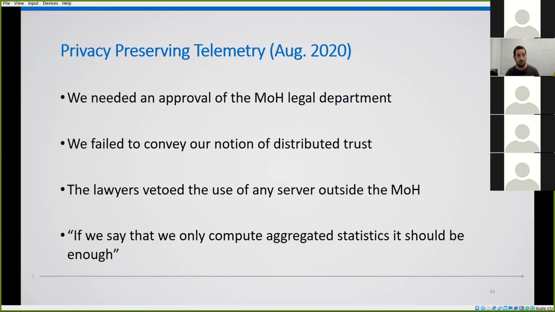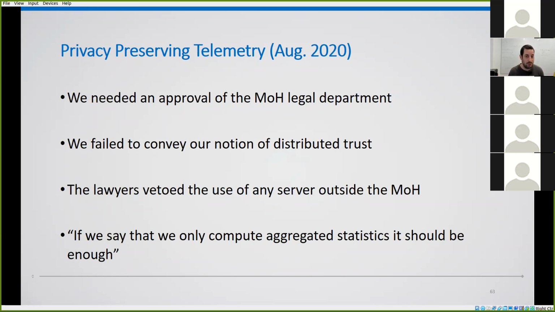They said they're not going to allow private medical information of the Israeli population to be shared outside. And we tried to explain to them, no, we have this cool mathematical cryptographic solution called two-party computation. That server actually learns nothing. We can try to prove it to you. We weren't able to explain it in a way that they could understand.